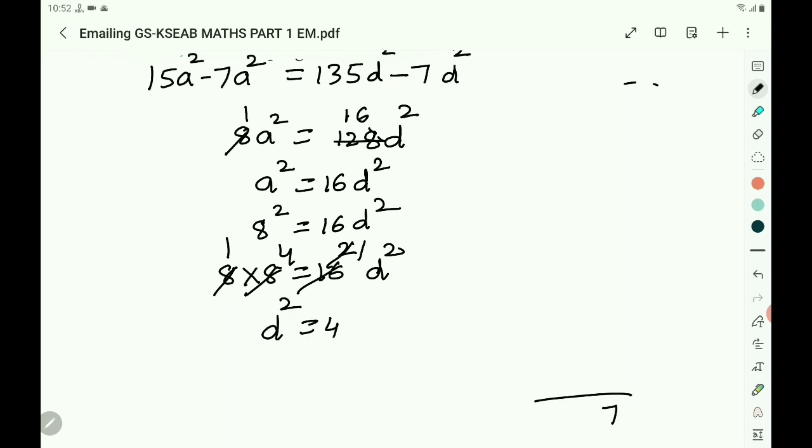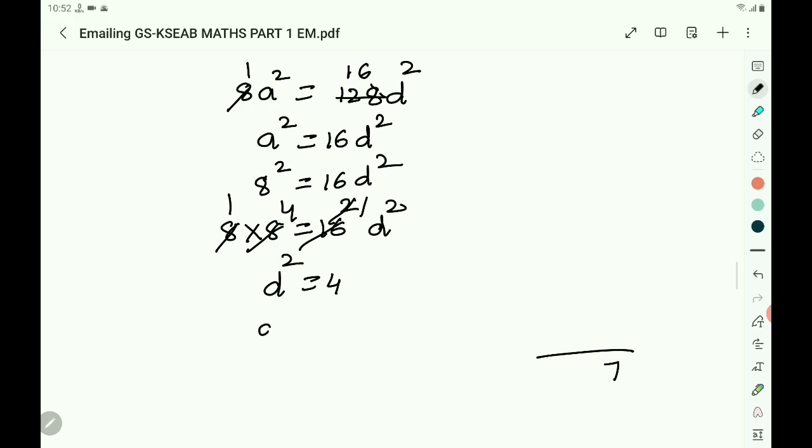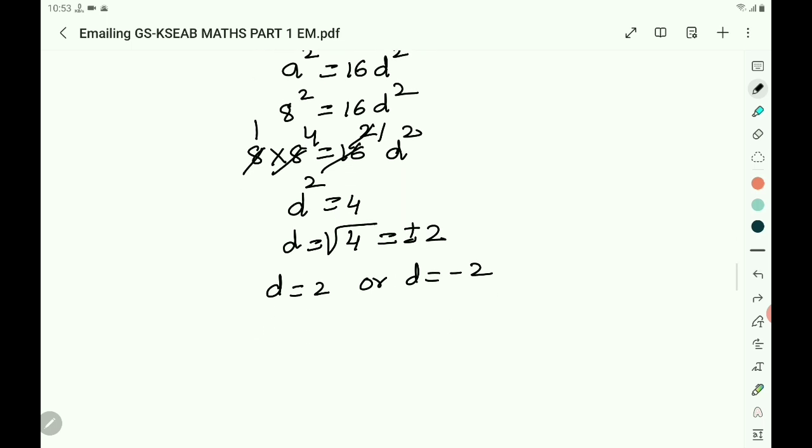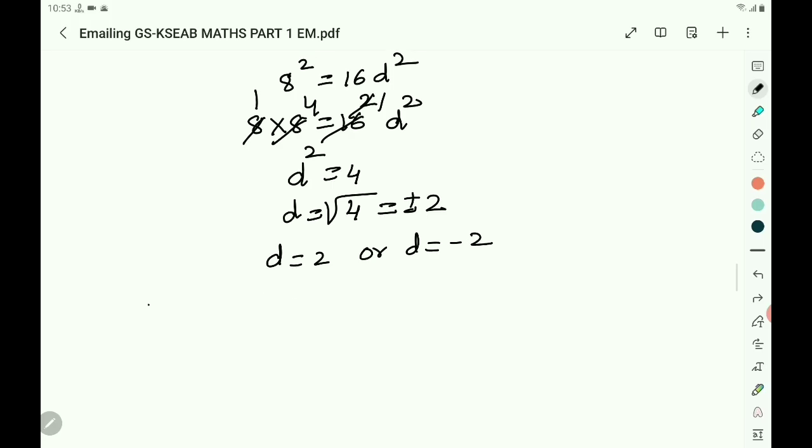D square equals 4. Then you can take D equals root 4, which is equals to plus or minus 2. You can take D equals 2 or D equals minus 2. You will get the same terms. So the four terms are here.